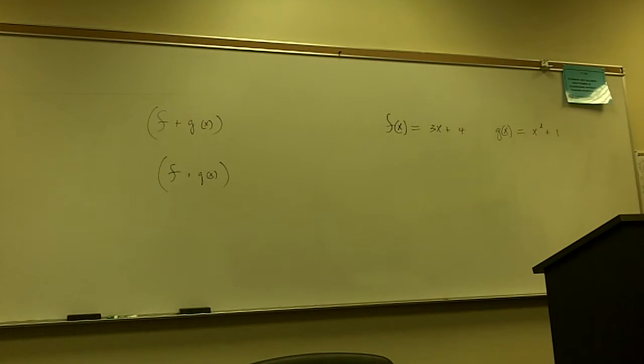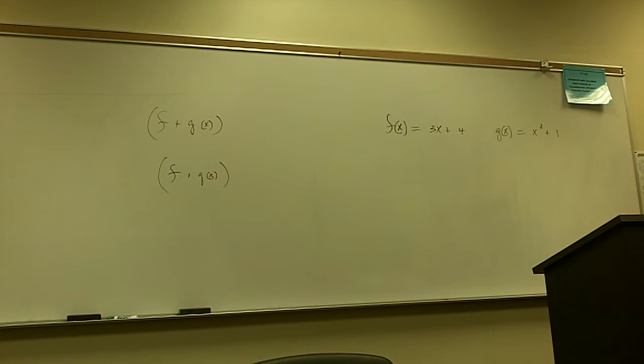Adding the two together, that would just be x squared plus 3x plus 5, right? If you added it together. Everybody see that? What about the second one?